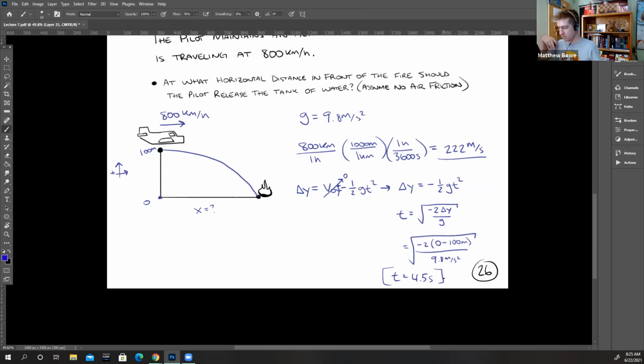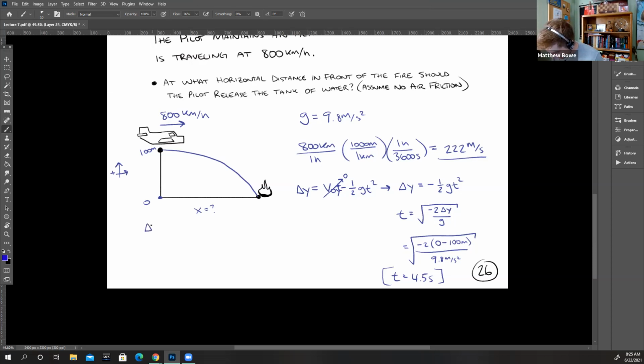That's really helpful, but the problem didn't ask for the time. The problem asked for the distance in front of the fire. So that's where we've split up the 2 coordinates and we've solved for time using the vertical component. And we can use that same time and plug it into the horizontal. So I'll do that over here.